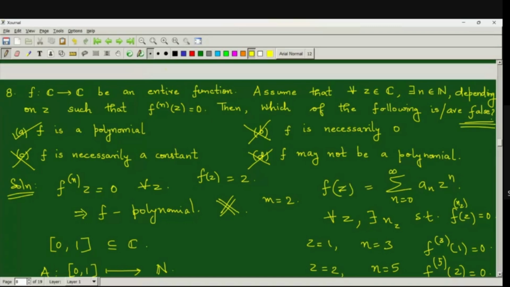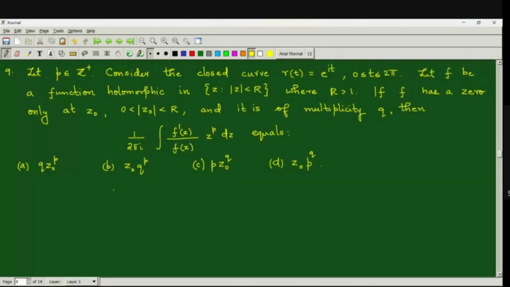Okay. Next one. This is quite easy, but I have a remark on this. You try this. p is a positive integer. Consider the closed curve e^(it), 0 to 2π, which is the unit circle.